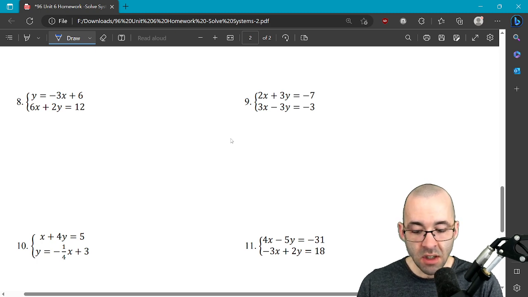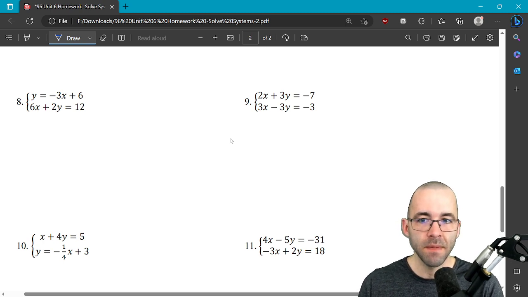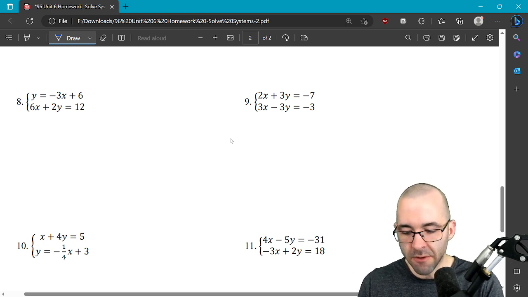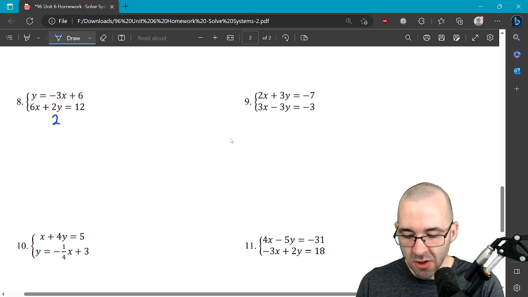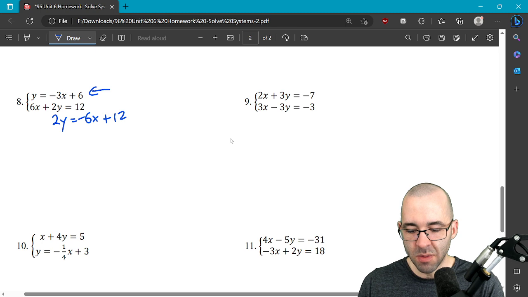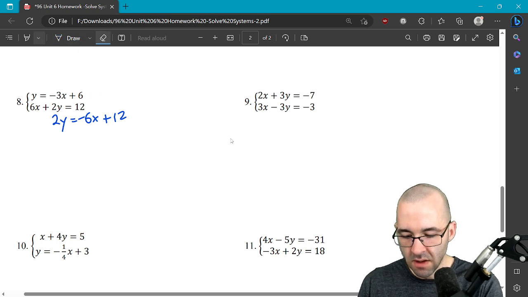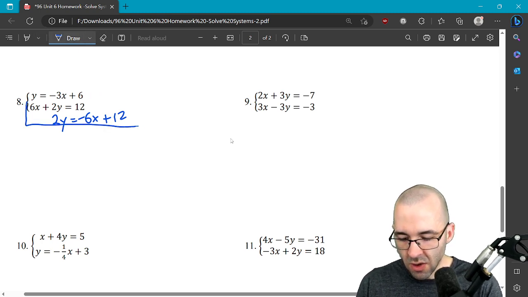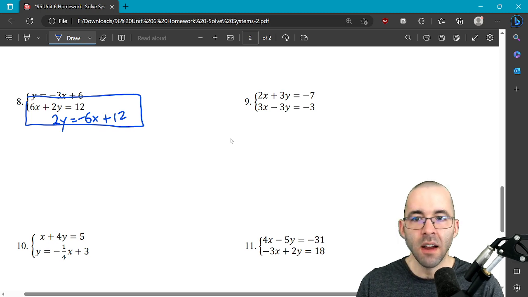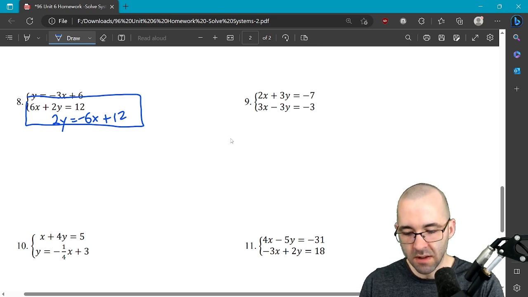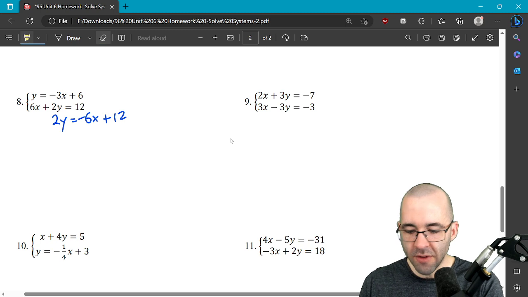To do elimination here, you could multiply the first equation by 2 and then subtract them. If you multiply the first equation by 2, you get 2y equals negative 6x plus 12. Right? That's what happens when you multiply this equation by 2. And then you could take these two equations and subtract them. Well, we've already done it.